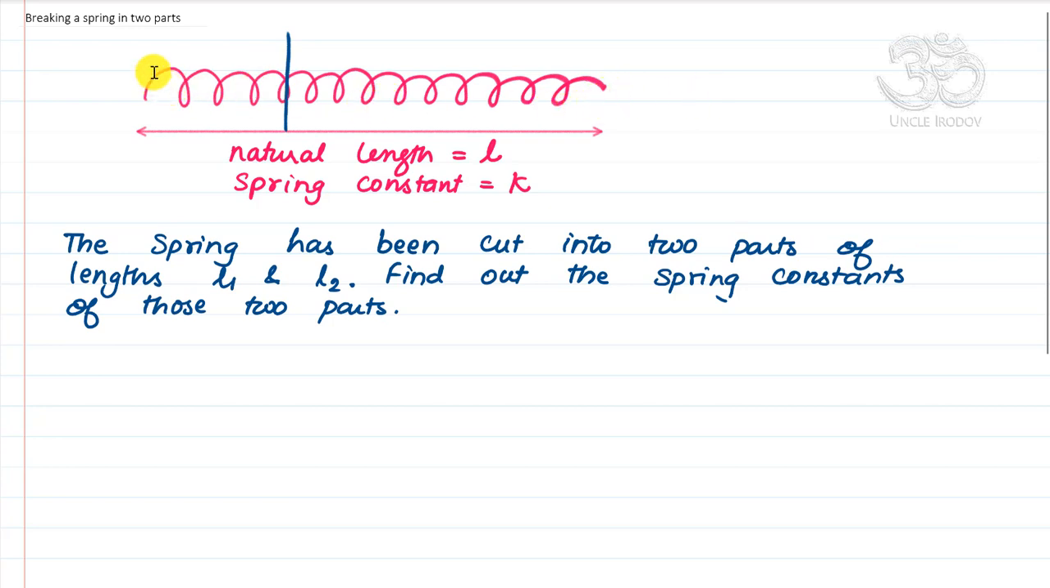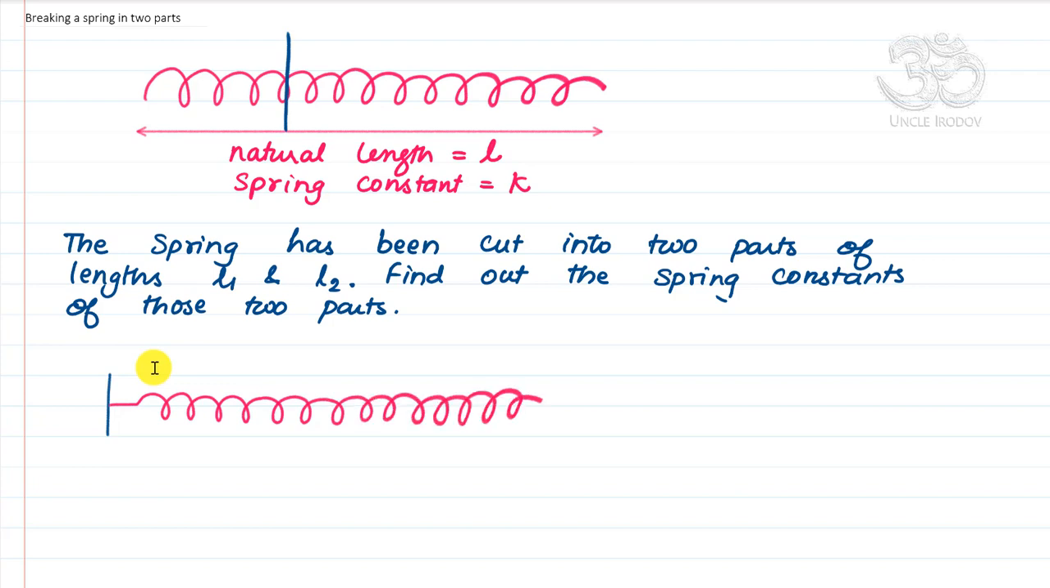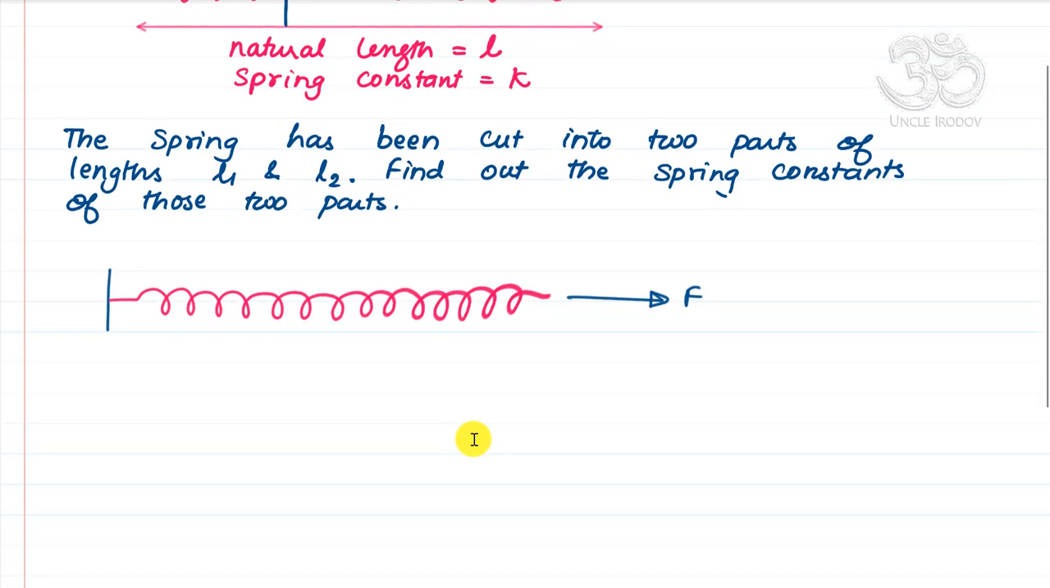We can apply a force on one end, keep the other end fixed, and try to see the behavior of the spring. So let us say you have got a support and you have fixed the spring to that support. This is the spring fixed to the support, and at the right end you are going to apply a force F in the rightward direction, and because of this force, the spring will undergo some extension. The extension can be easily found out. Extension will be F by K, where K is the original spring constant, right?